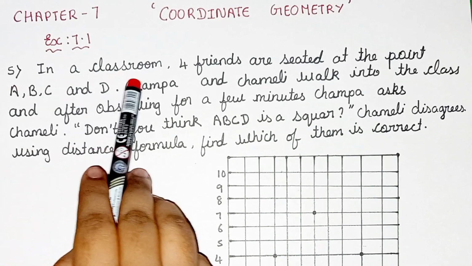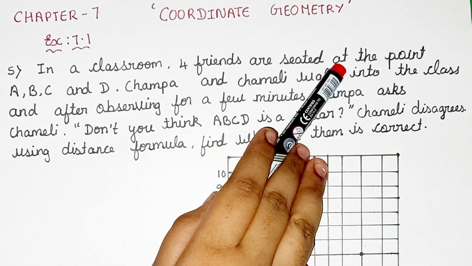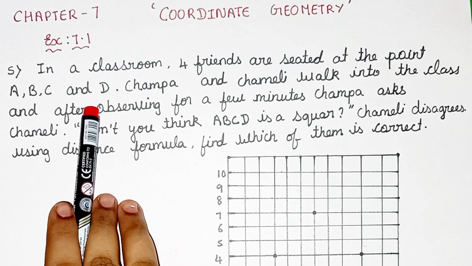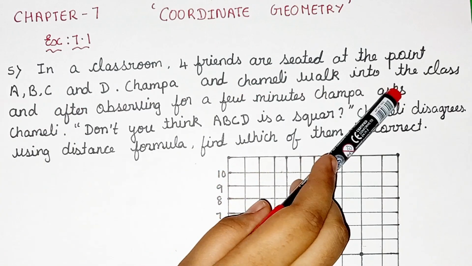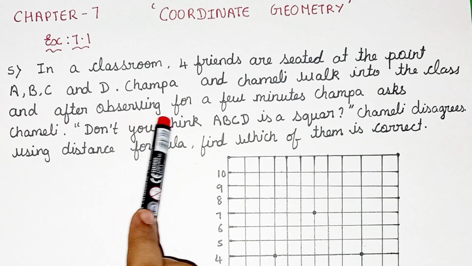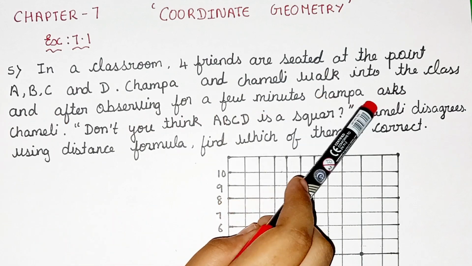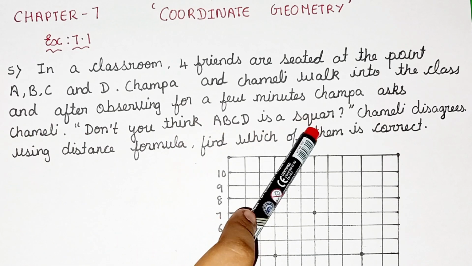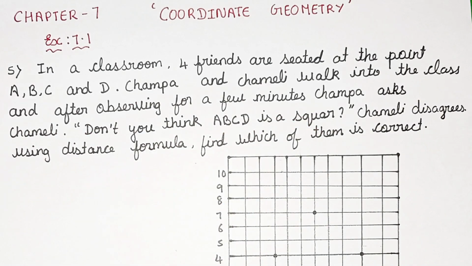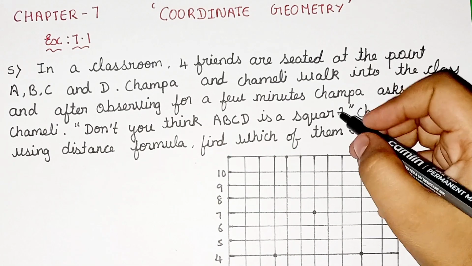In a classroom, 4 friends are seated at the points A, B, C and D. Champa and Chemili walk into the class and after observing for a few minutes, Champa asks Chemili, "Don't you think ABCD is a square?" Chemili disagrees. Using distance formula, find which of them is correct. Alright, so this is the question.